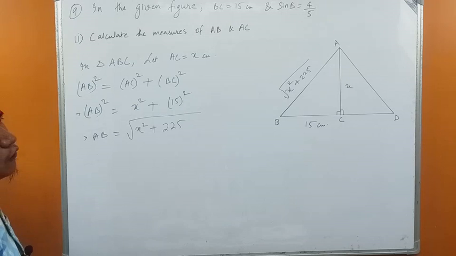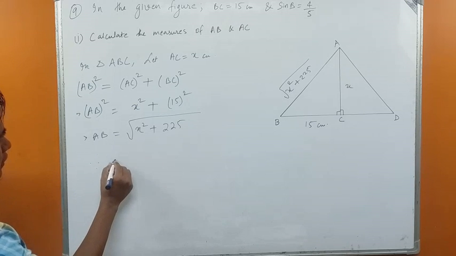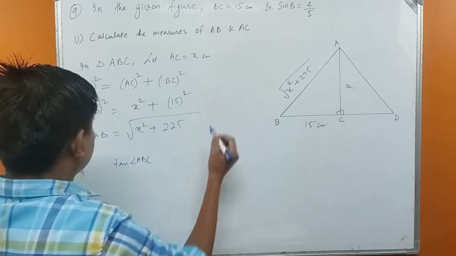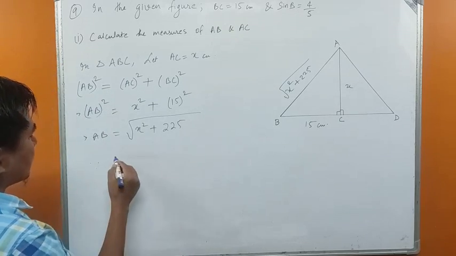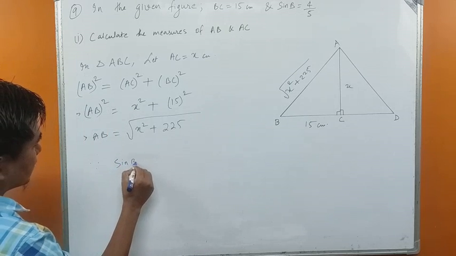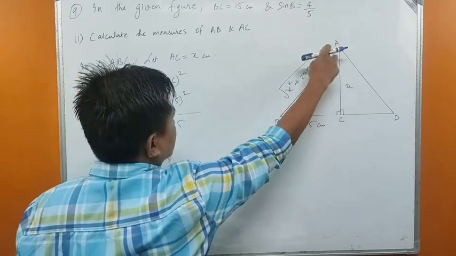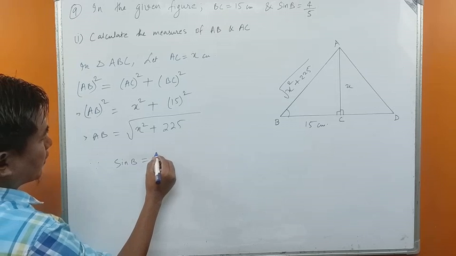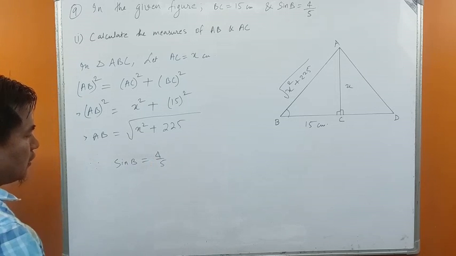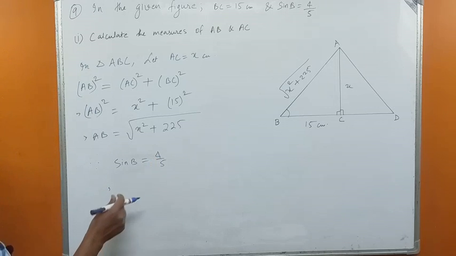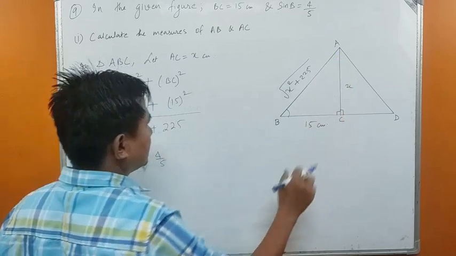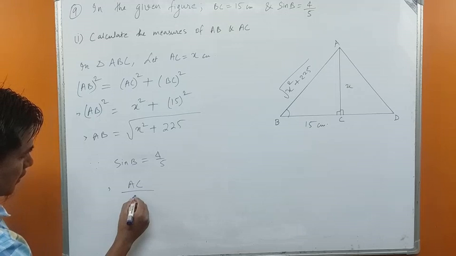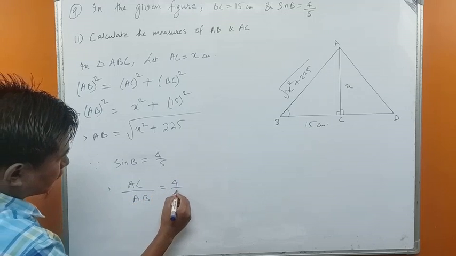Now, the given condition is sine of angle B, not tan. Sine of angle B means angle ABC, this angle, and sine of angle B equals 4 upon 5. This is given to us. So sine theta is perpendicular upon hypotenuse. Perpendicular is AC and hypotenuse is AB. So AC upon AB equals 4 upon 5.